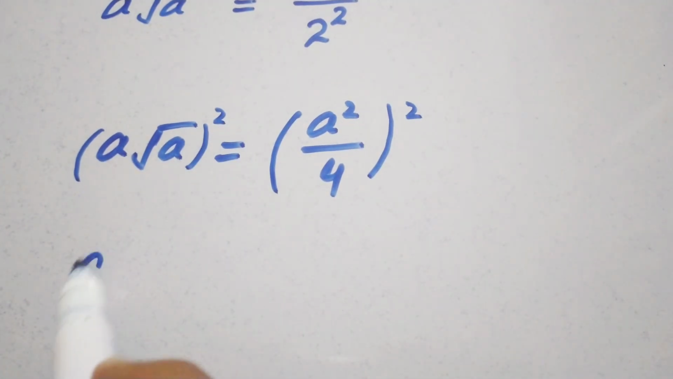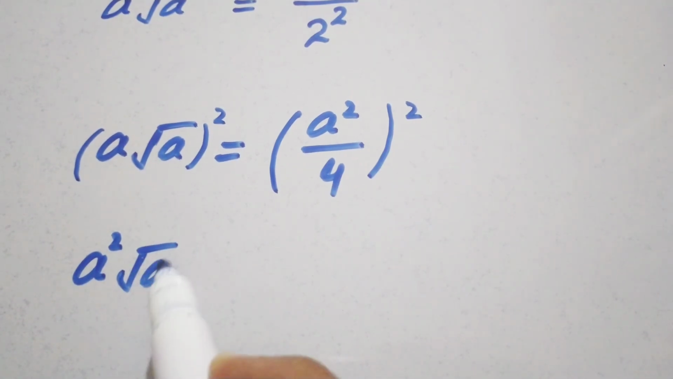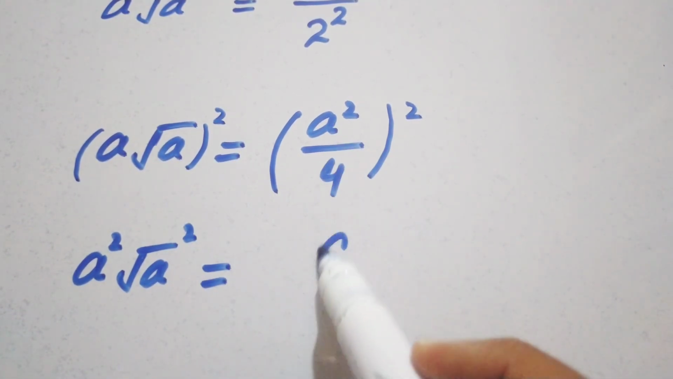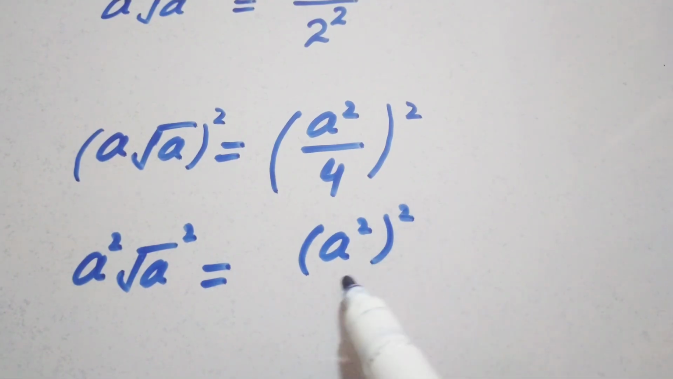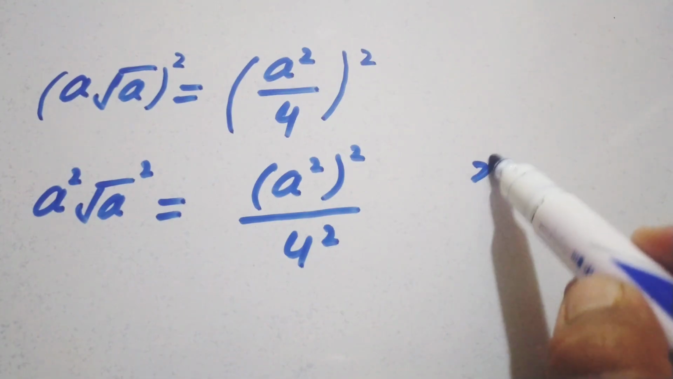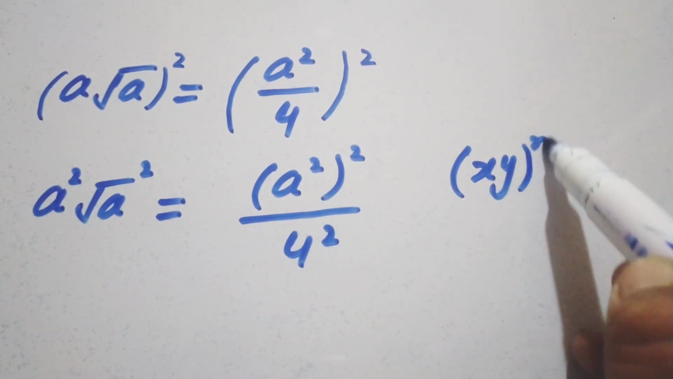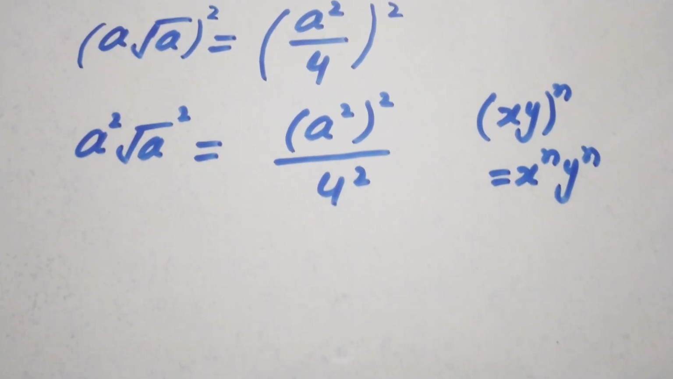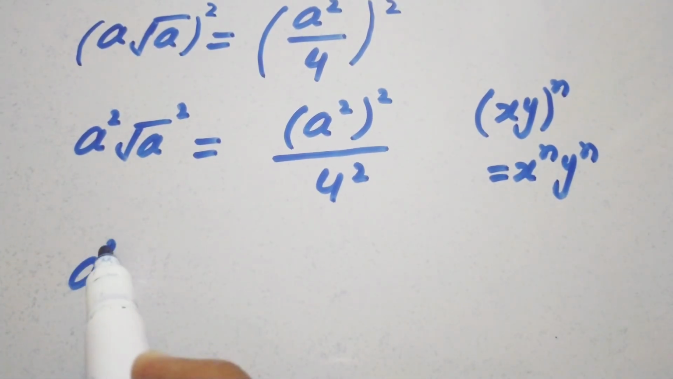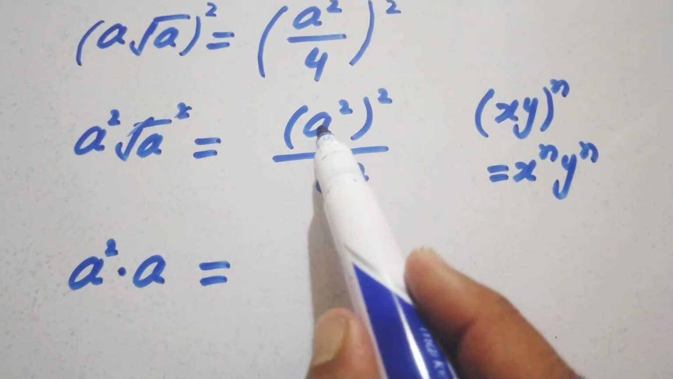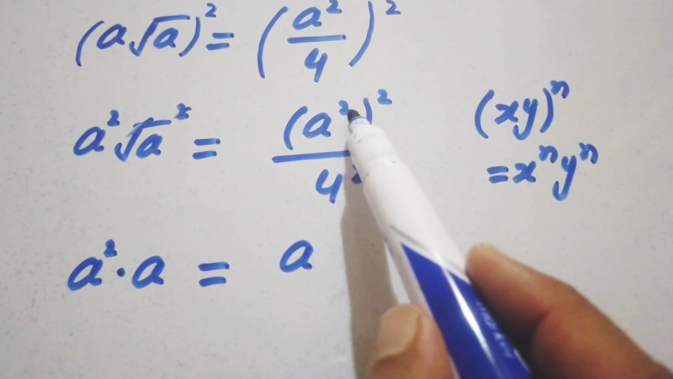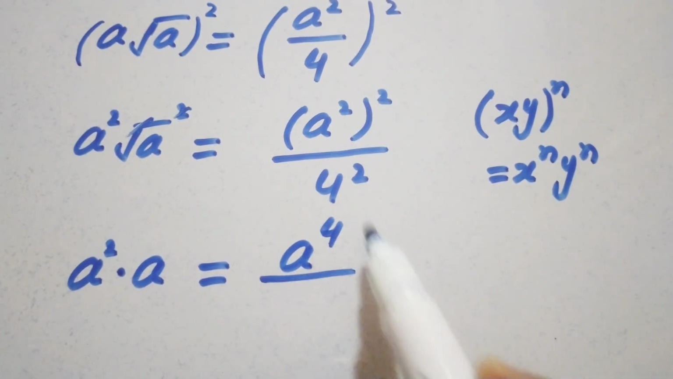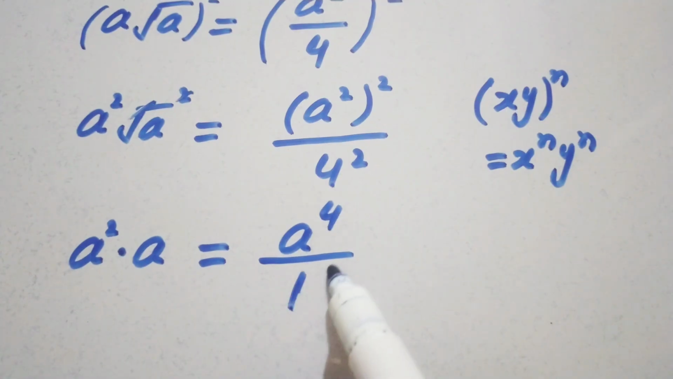So this will become a squared into square root of a squared is equal to a squared divided by 4 squared. Because if we have x multiplied by y whole power n, this is equal to x power n into y power n. This implies a squared, this square root and square cancel out each other. Only a will be left, is equal to, this will become 2 multiplied by 2, we get 4 divided by 4 squared. This means 16.